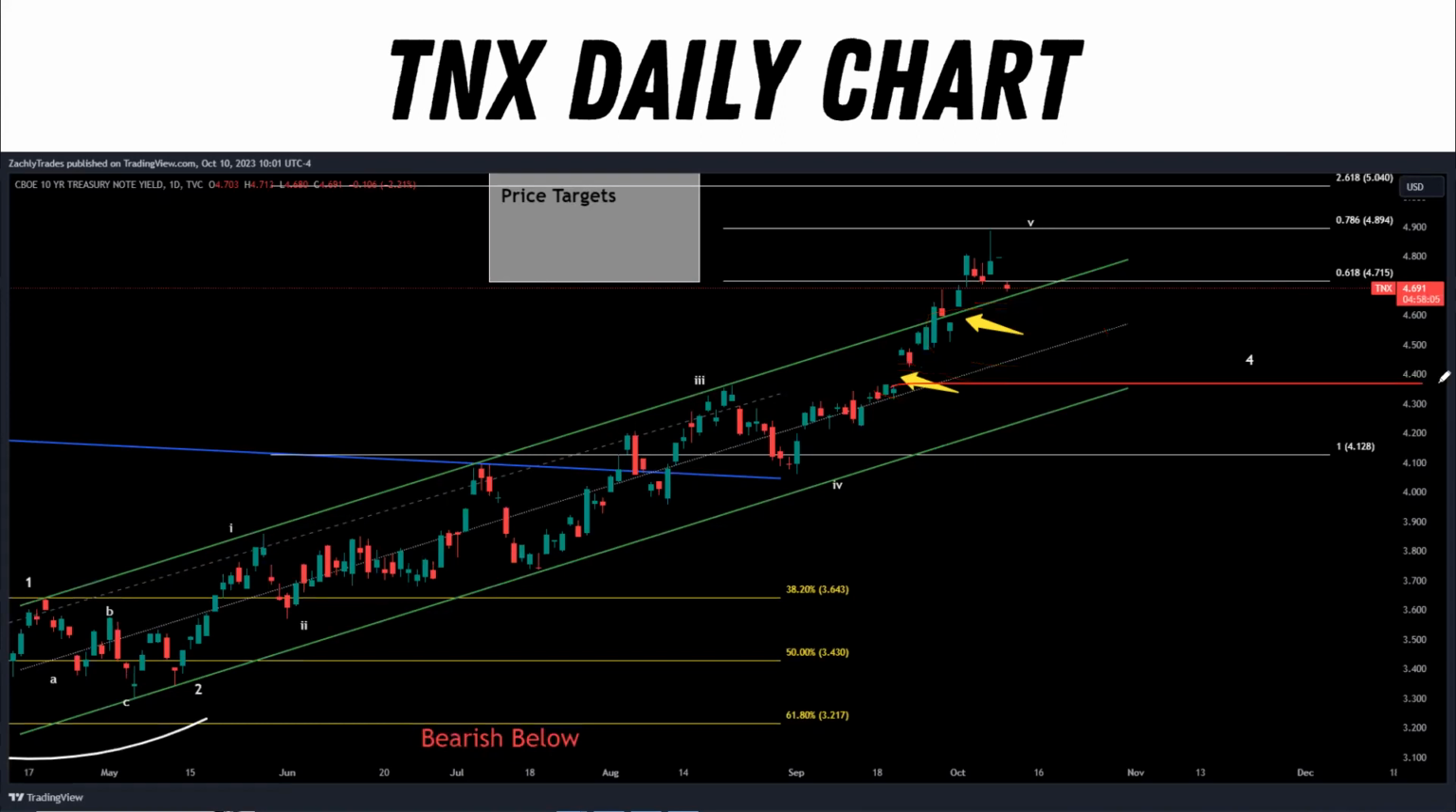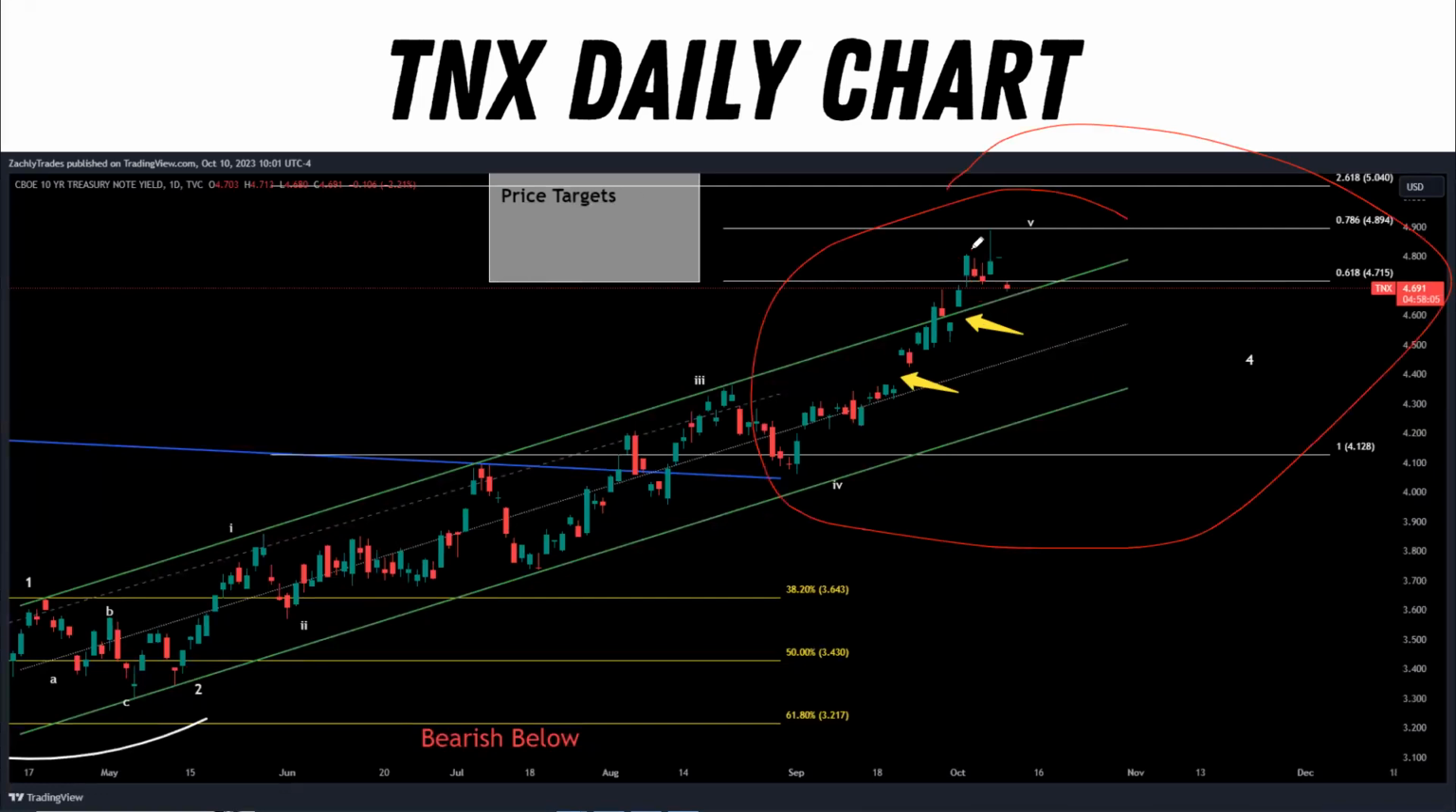So there's a gap under 4.4 and there's a gap under 4.6. So these are going to be some of the areas where I'm targeting as a potential wave 4, basically anywhere from about 4.3 to around 4.6 is where I think the TNX is going to pull back. Now, this is the bullish count, and this is the bullish scenario suggesting that it is actually going to continue going higher and head up to 5%.